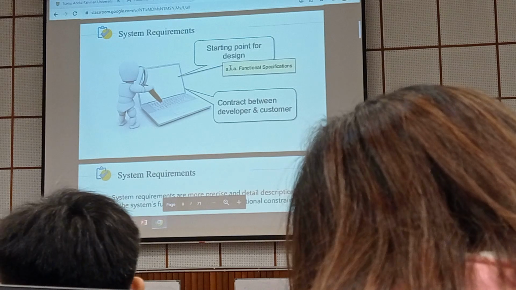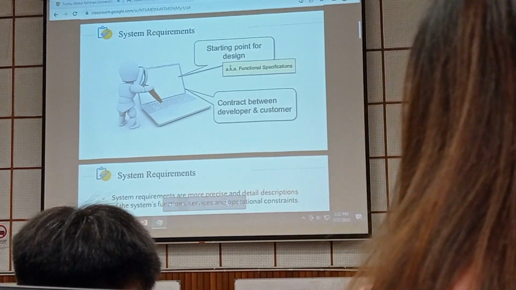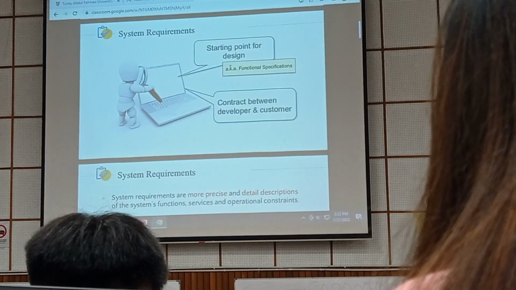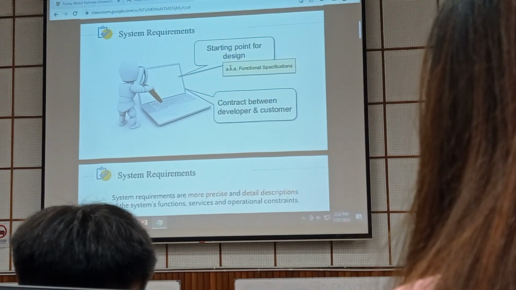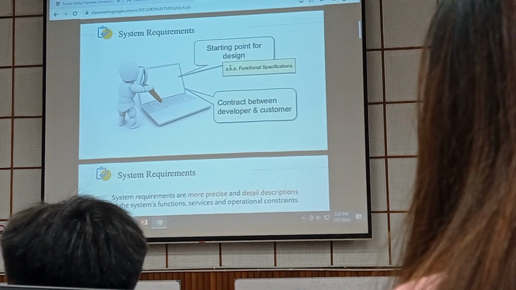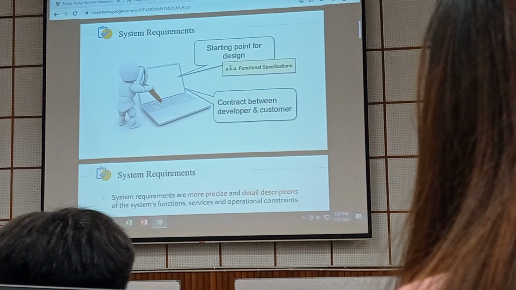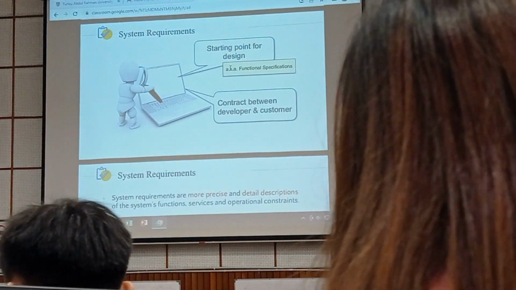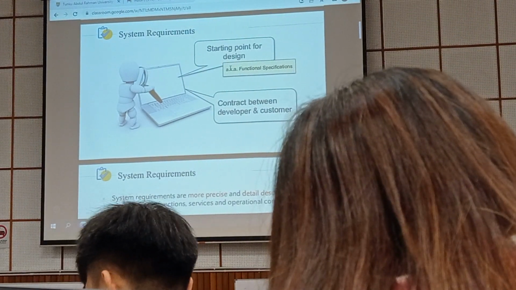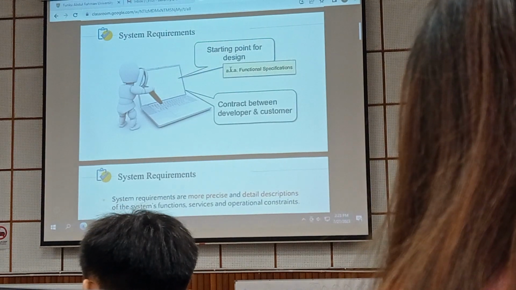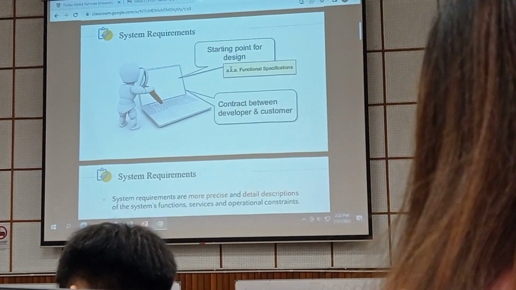All right. The next one is system requirement. What is system requirement? User requirement is something that the user expects, how the system should be, all that. What is system requirement?